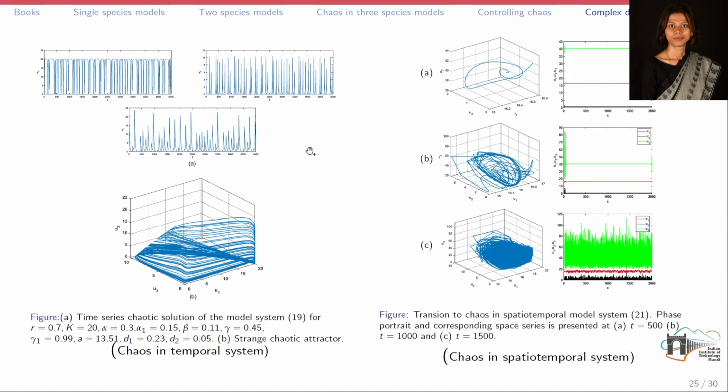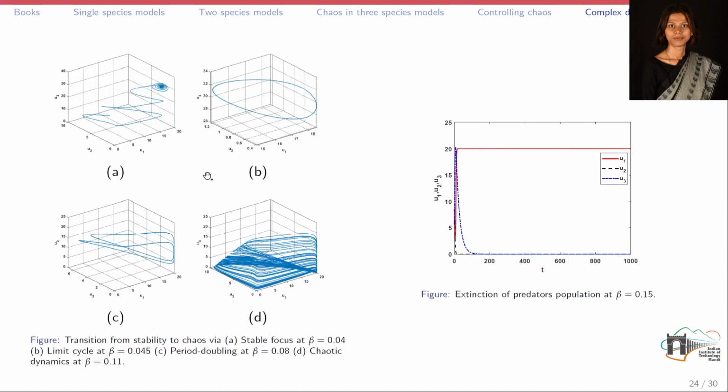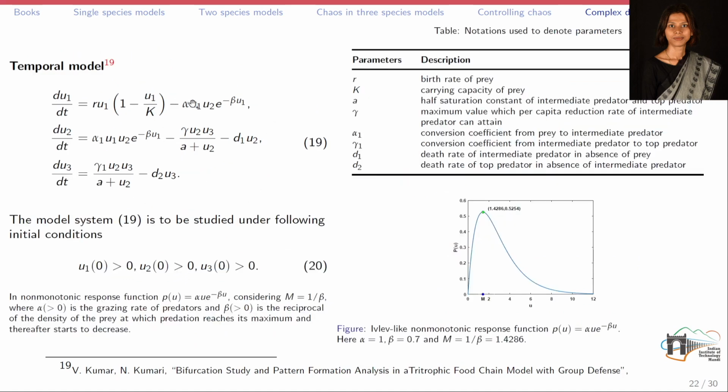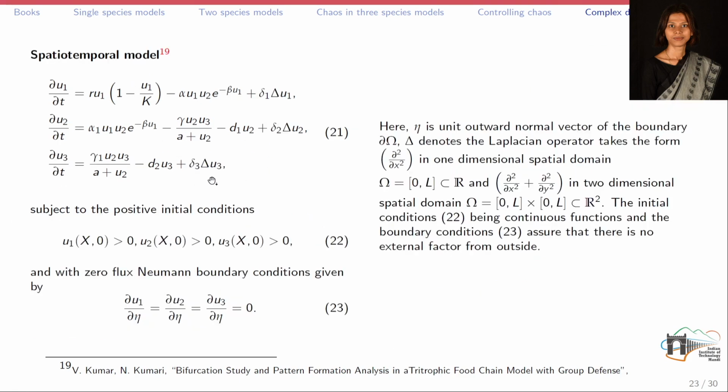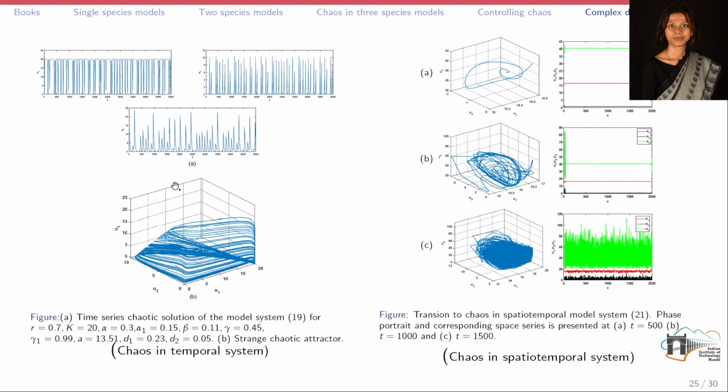Now we studied both the temporal system as well as the spatially extended model system, and we investigated the presence of chaos in both mathematical models. By temporal model I mean this equation number 19. This mathematical model we investigated and we saw the existence of chaos, and the spatially extended model is this equation 21. So here we saw that the time series was of chaotic nature, and the attractor that we found was also a strange chaotic attractor in the temporal mathematical model given in equation 19.